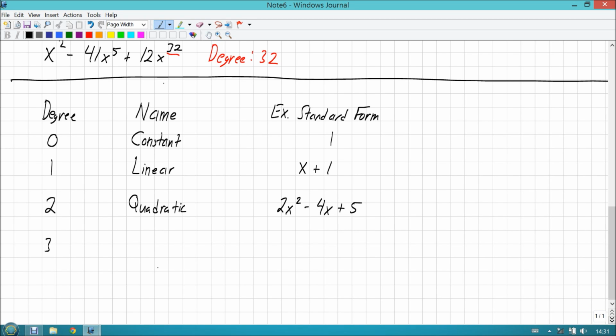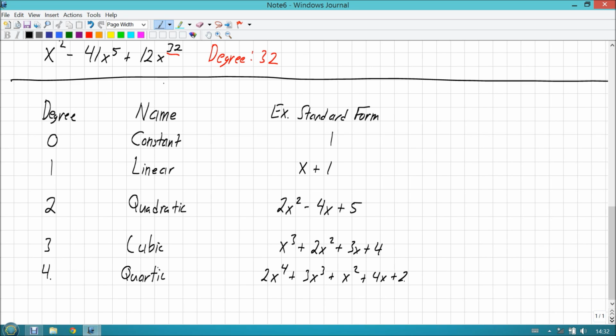And then we have 3, which is cubic. And an example of cubic would be x cubed plus 2x squared plus 3x plus 4. And then 4 is called quartic, which again would be something like 2x to the 4th plus 3x cubed plus 2x squared plus x plus 1, with powers 4, 3, 2, 1, and 0.